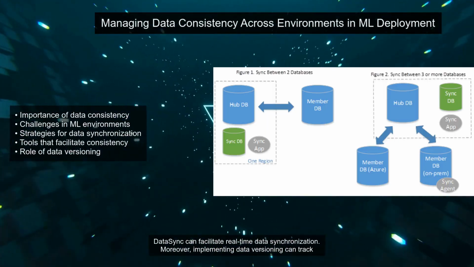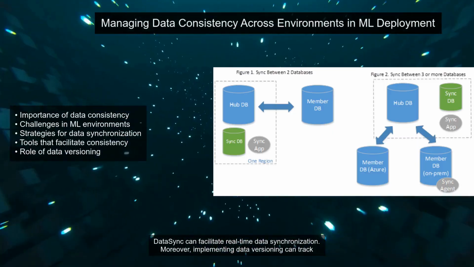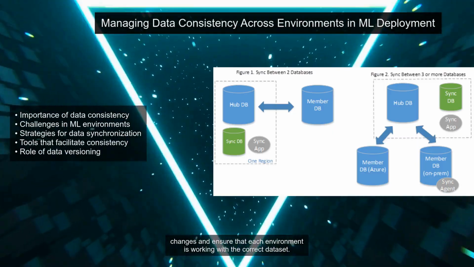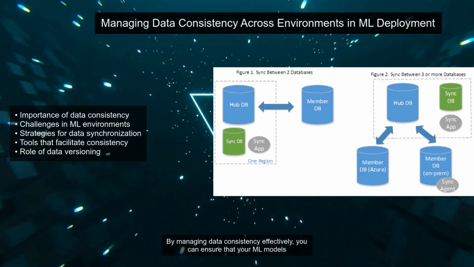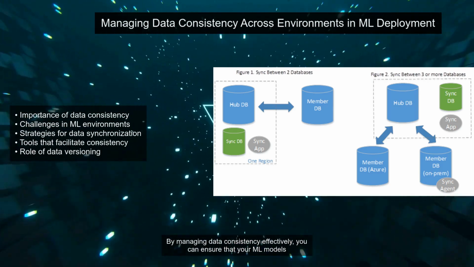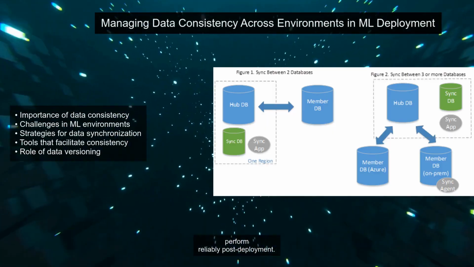Tools like Apache Kafka or AWS DataSync can facilitate real-time data synchronization. Moreover, implementing data versioning can track changes and ensure that each environment is working with the correct dataset. By managing data consistency effectively, you can ensure that your ML models perform reliably post-deployment.